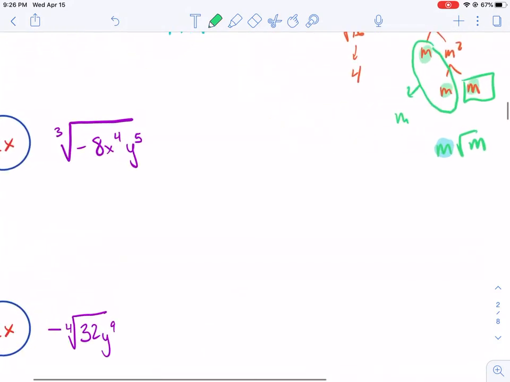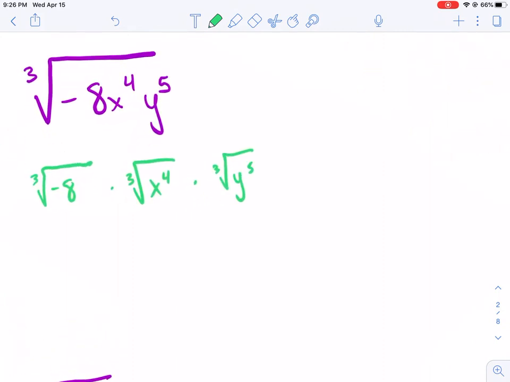I'm going to go straight into probably the factor tree method unless it's pretty easy. So I'm just going to separate these into the cube root of -8. This one has a negative sign inside the radical, but it's an odd degree, so we can do that. Then we have times the cube root of x to the 4th times the cube root of y to the 5th. I'm separating these because it makes it a little bit easier to take the roots. Now, we should know, based on your practice from the other sections, that the cube root of -8 is -2.